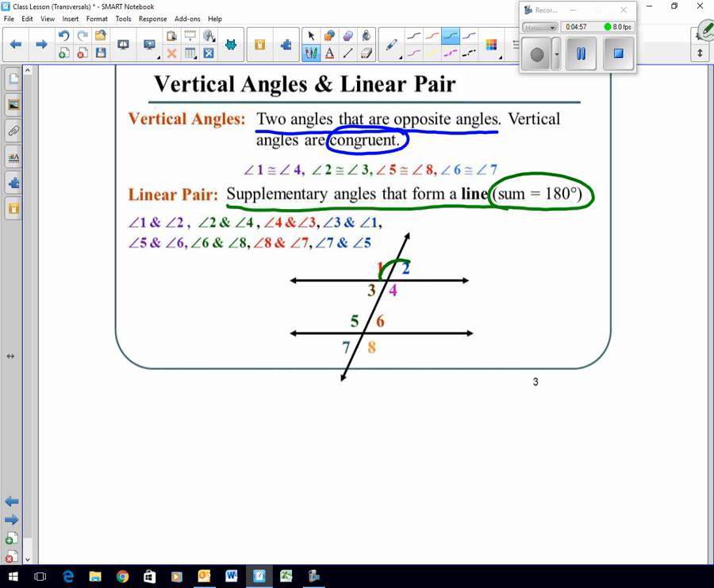Correct. Angles 1 and 2, does that form a line? Now look at it the other way. Tilt your head like this. Angles 1 and 3. Does that form a line? Yes. They are both supplementary angles.